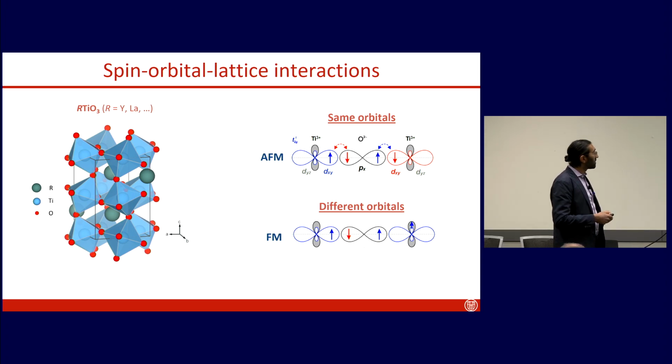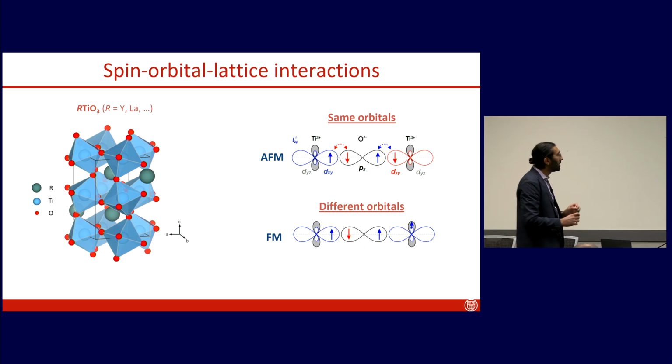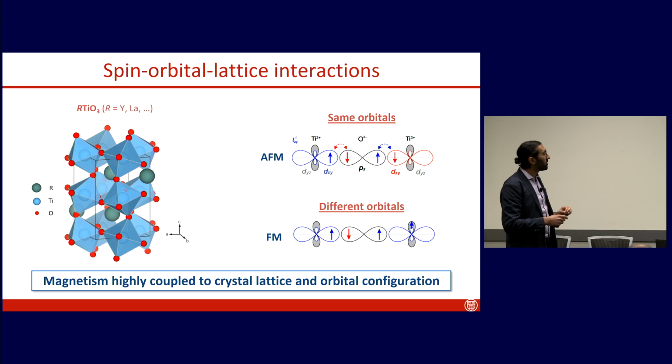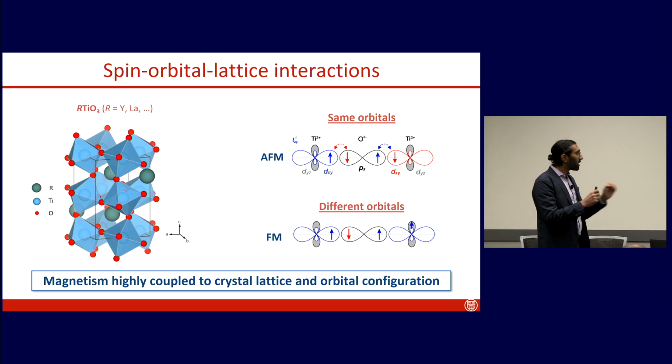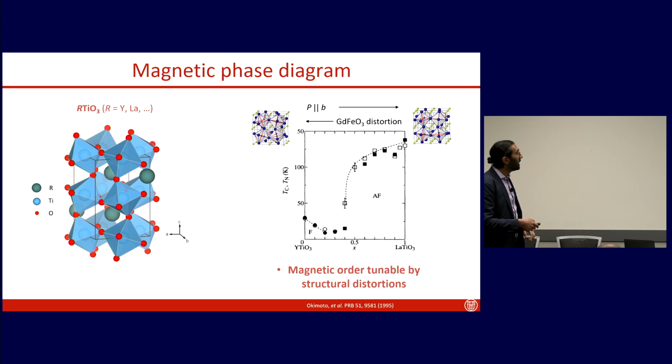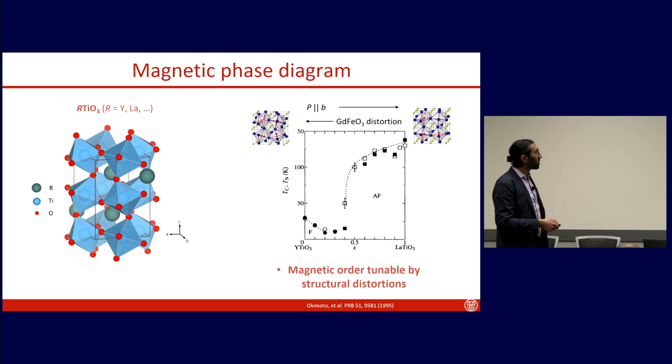In reality, as I said, there's an orthorhombic distortion, so the degeneracy is split, and the system actually chooses one particular orbital and magnetic ground state. But you still have a system where there's a very, very strong coupling between the crystal lattice, the orbital configuration, and the magnetism. And this shows up in a number of different ways. One is that the magnetic order is very tunable by changing the structure.